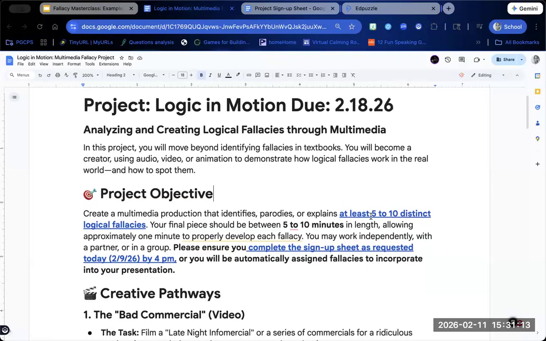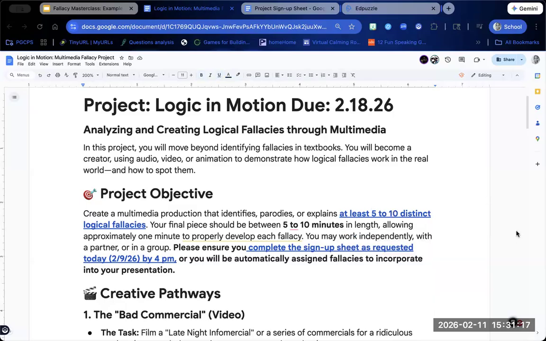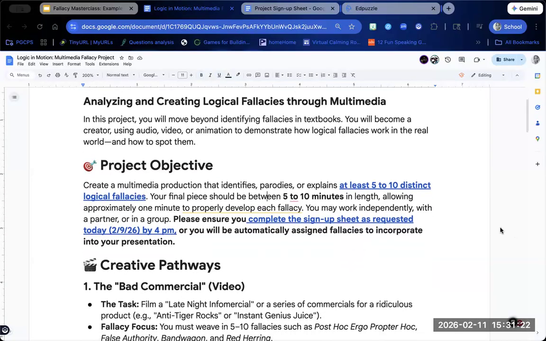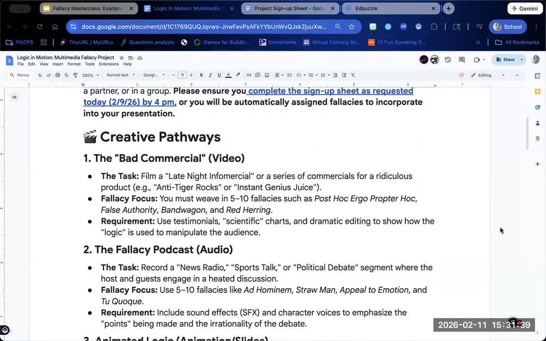At least choose 5 to 10 distinct logical fallacies, okay? And your final piece should be 5 to 10 minutes in length, okay? So if you're in Dr. Millard's class, you will be working on this independently. If you're in my class, you have the option of working on this independently, with a partner, or in a group. Okay. Here are some creative pathways, meaning just some ideas that you can take. You don't necessarily have to do them.